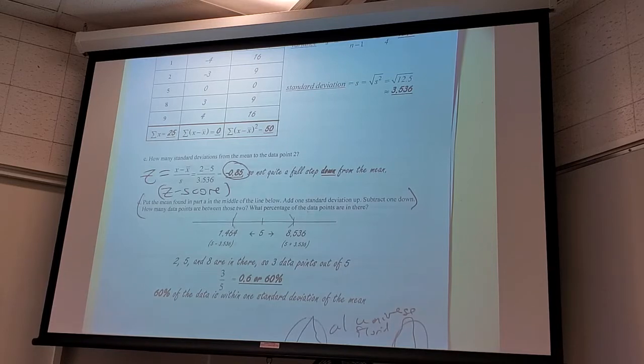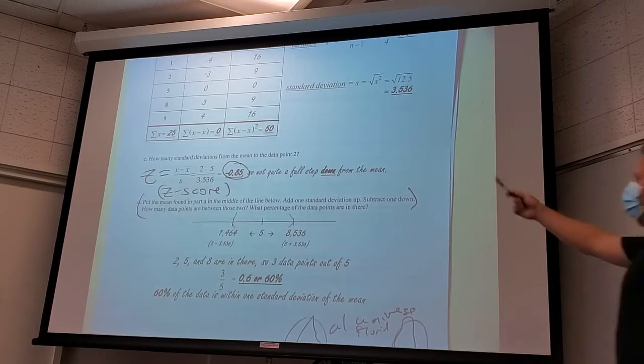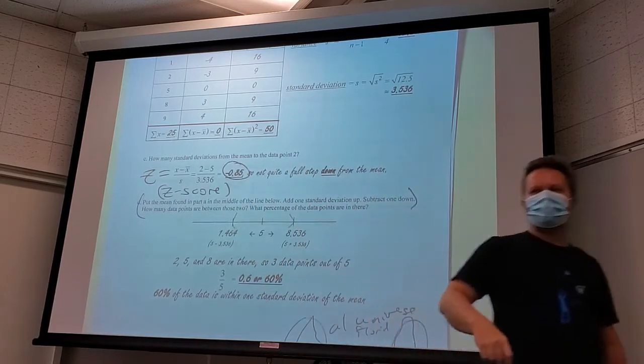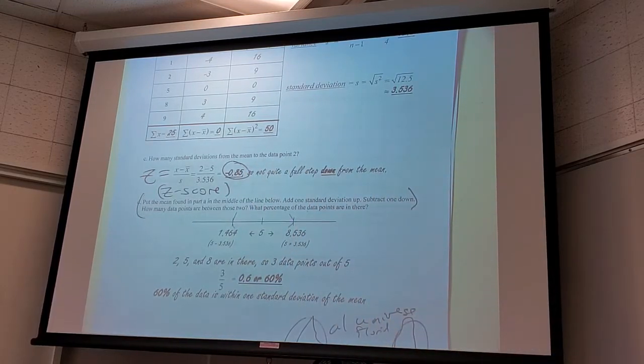How far down is 2 from 5? It's 3 down, right? And every step is 3.5. So of course it's not even a full step down. I would say that's relatively close. You still don't want that as your grade, because you made below average, but you're not really far below average.